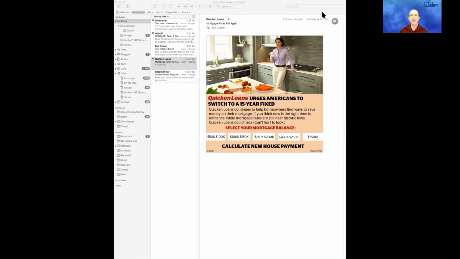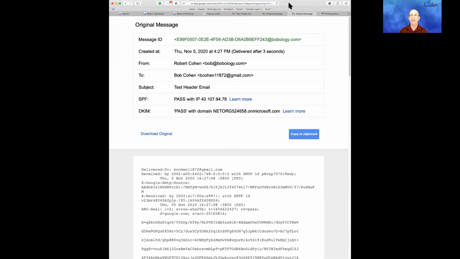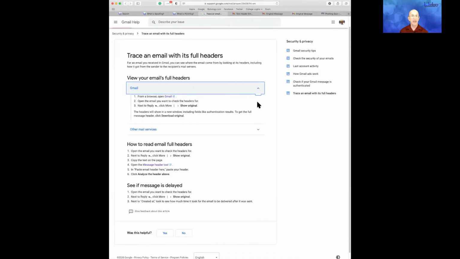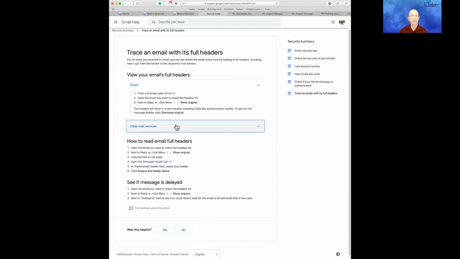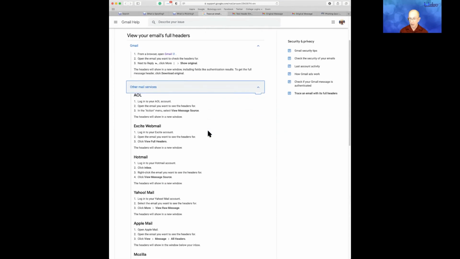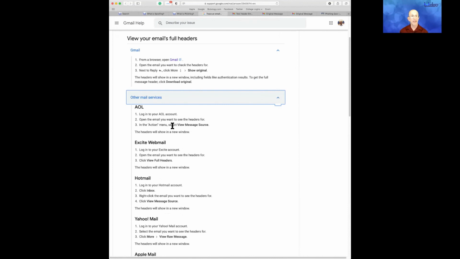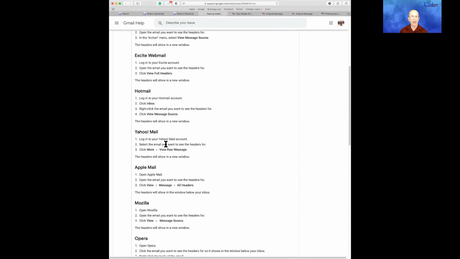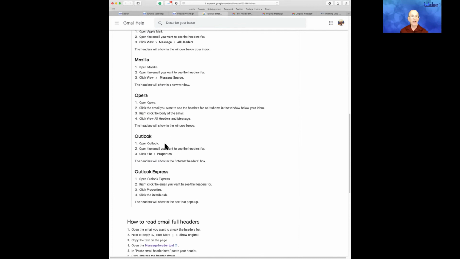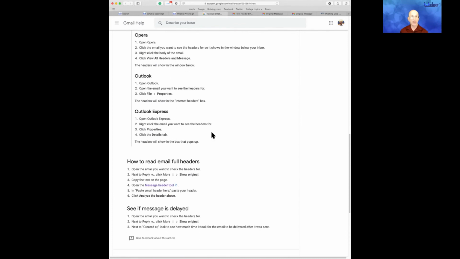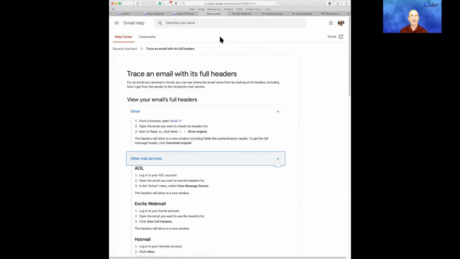This page on Google that shows how to work with all the different tracing of emails is really helpful, because it says here's Gmail, but it has information on AOL, how to identify it, Excite, Hotmail, Yahoo, Apple, Mozilla, Opera, Outlook, Outlook Express. So it can really help you identify those things and determine what they are, and then figure out where you want to go with a website.